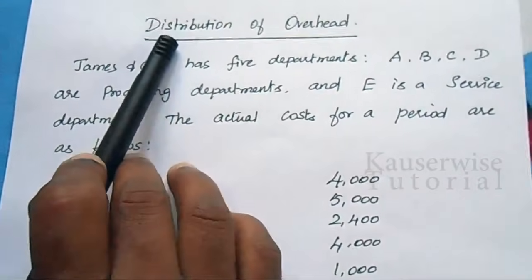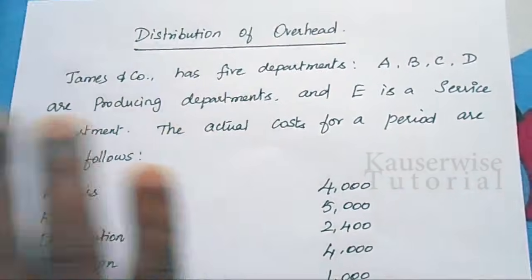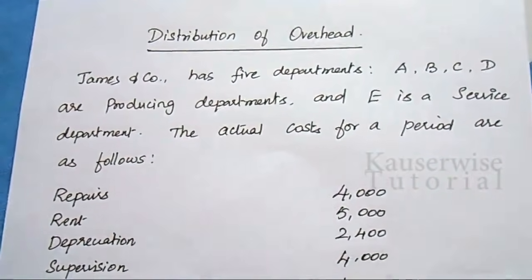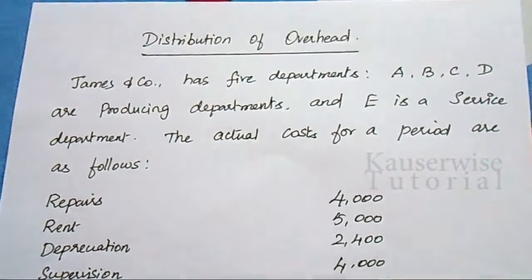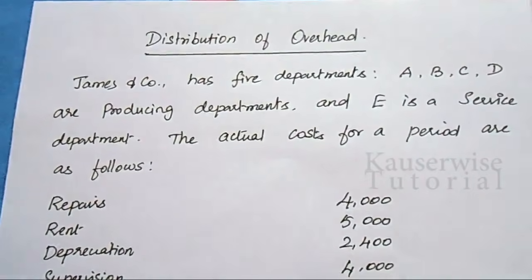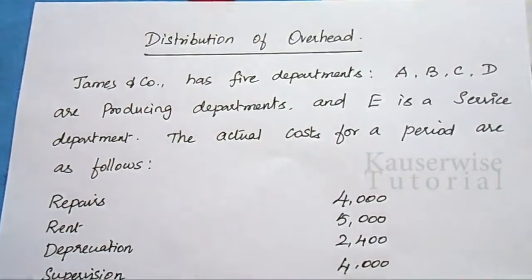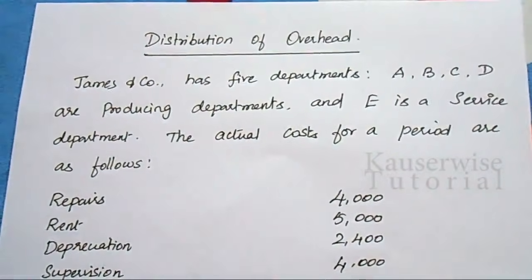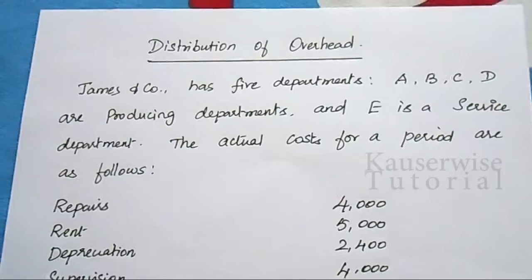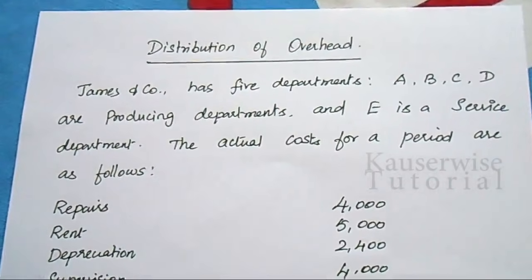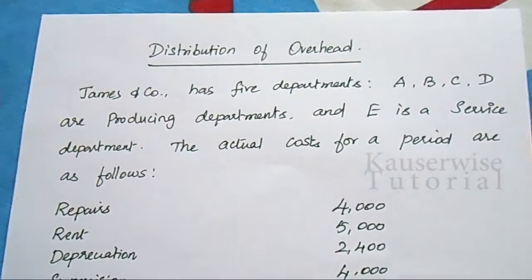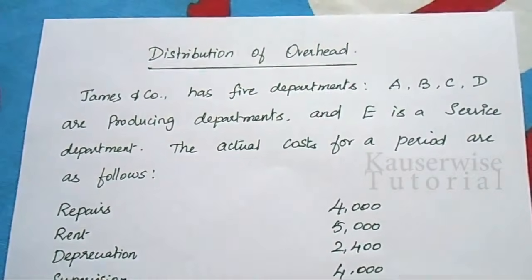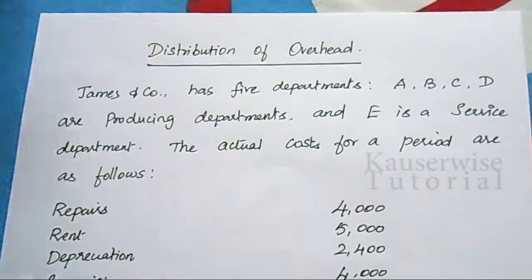The distribution can be done in two different methods. One is primary distribution, another one is secondary distribution. Primary distribution is otherwise called apportionment. Secondary distribution is otherwise called redistribution or reapportionment. So in this video I am going to explain only distribution of overheads, that is primary distribution or apportionment of overheads. In the next video I'll explain redistribution or reapportionment. So let us see the problem.